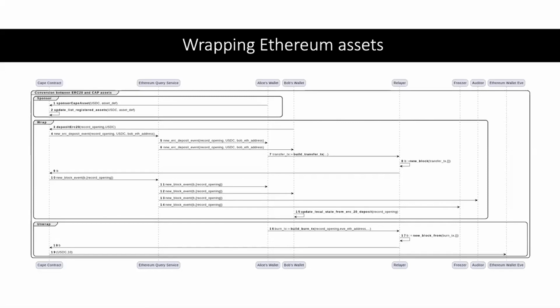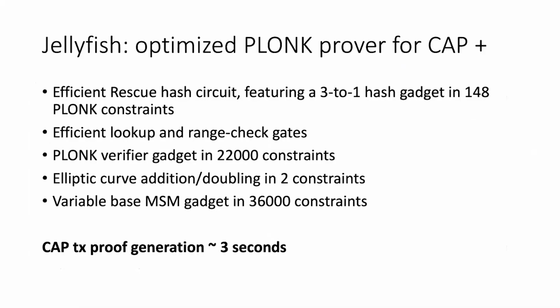The details of this diagram really don't matter. It actually wasn't that useful to include the diagram here, but one of the features of this is an optimized Plonk prover for the CAP circuit. So we just do some engineering tricks to optimize the constraints for the things that we're doing. And all this work went into getting the proof generation time down to just 3 seconds.